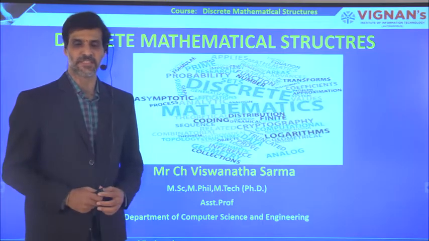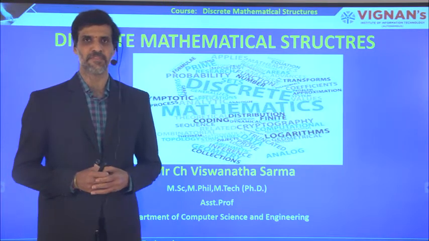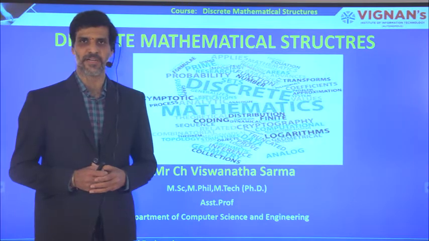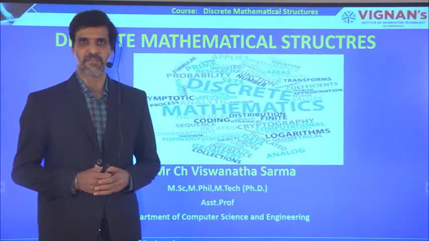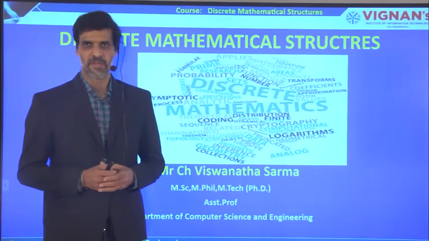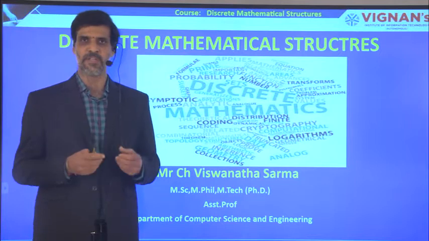Hello my dear students. In the last lecture we discussed different types of graphs in graph theory, like undirected graph, directed graph, null graph, trivial graph, simple graph, connected graph, planar graph, regular graph. Like this we have discussed the different types of graphs involved in graph theory.